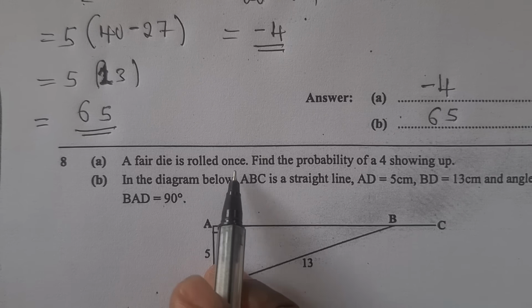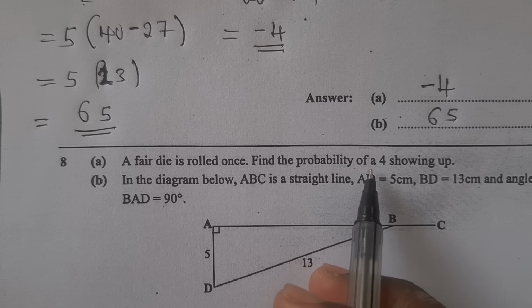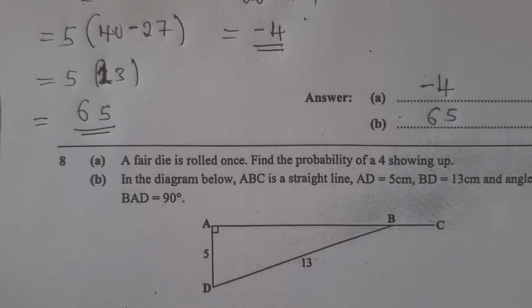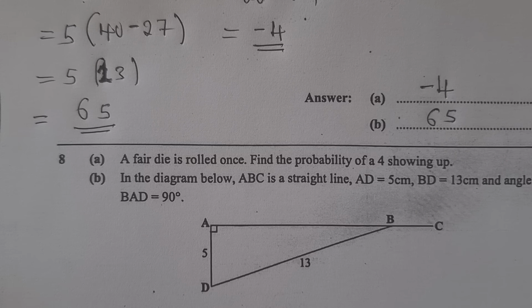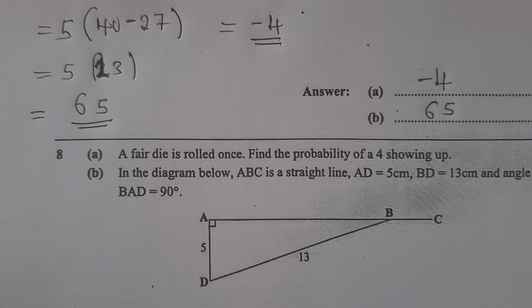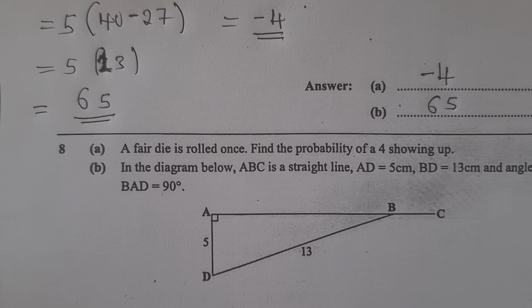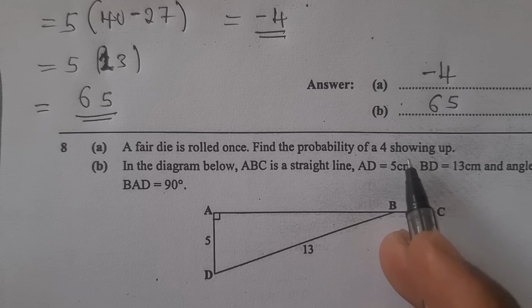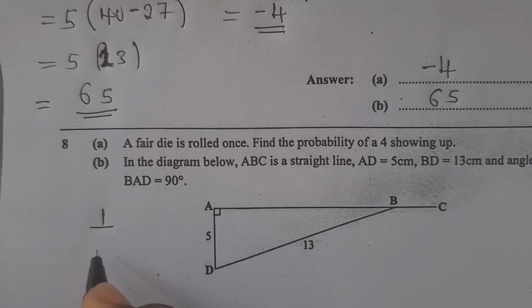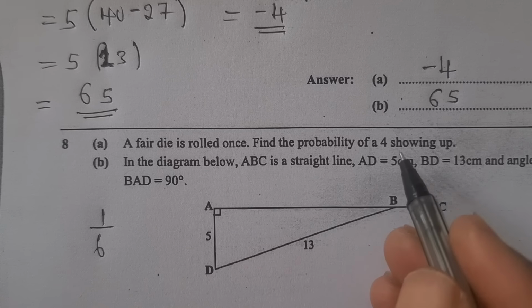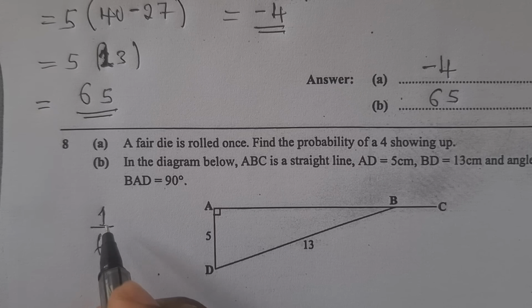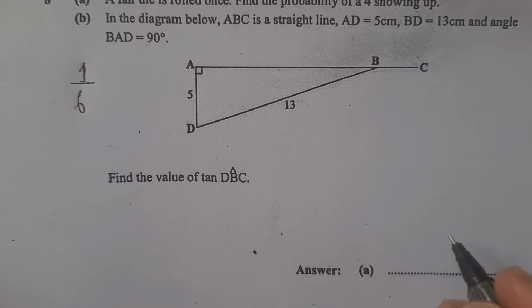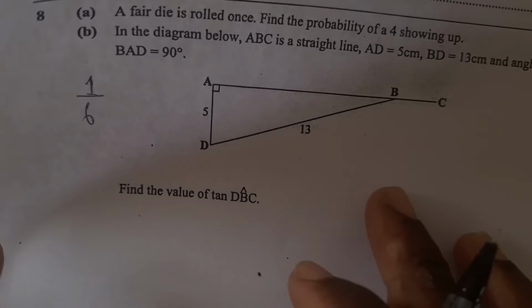We go to the next question, question 8a. The die is rolled once. Find the probability of 4 showing up. So 4 showing up, a die has got how many sides? It has got 6 sides. So for this 4 to show, it's only one 4. It will just be 1 over 6 sides. So your answer is 1 over 6.